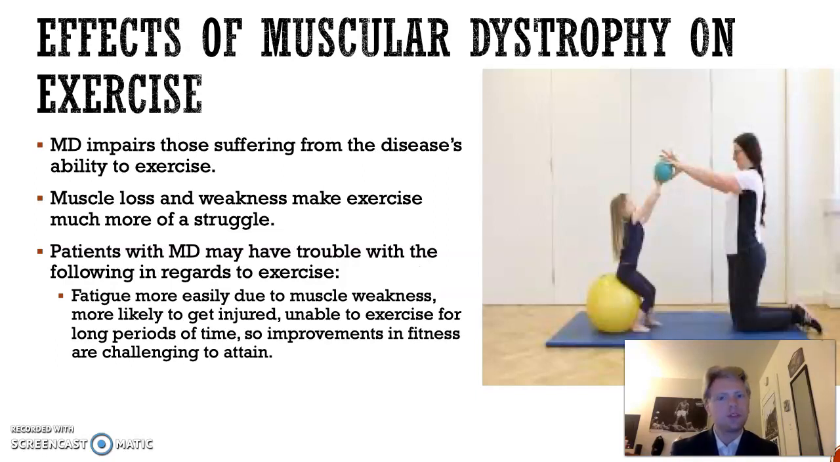So this is just how muscular dystrophy affects exercise. It's muscle weakness and degeneration, so it's obviously going to have an impact on that. The weakness of your muscles obviously makes it harder to work out and makes you get more tired. So patients that have muscular dystrophy have trouble with the following. They fatigue more easily due to muscle weakness. They're more likely to get injured. They're unable to exercise for long periods of time.